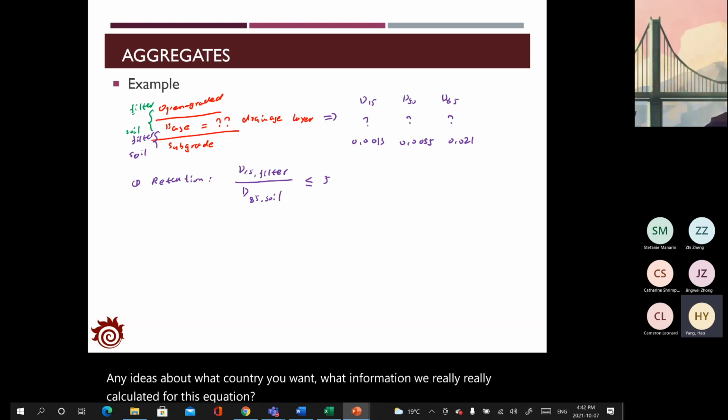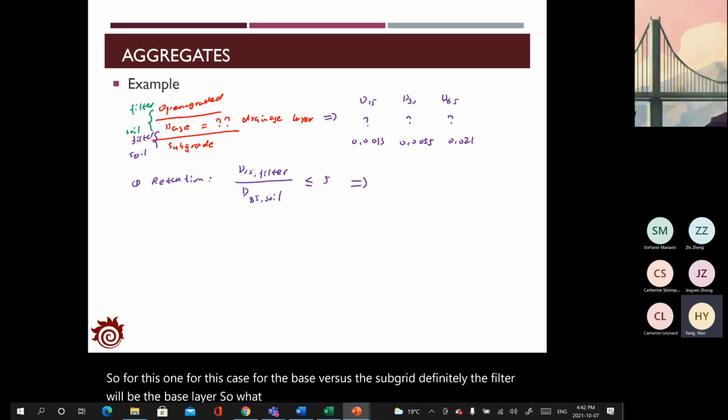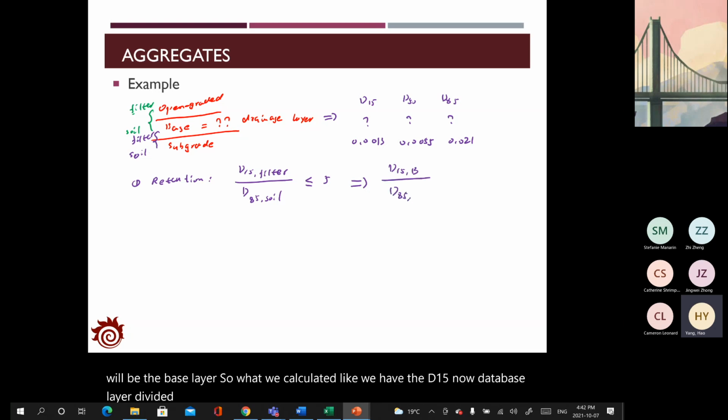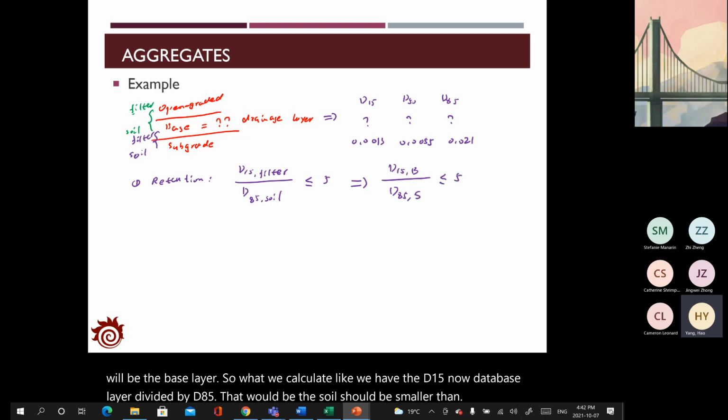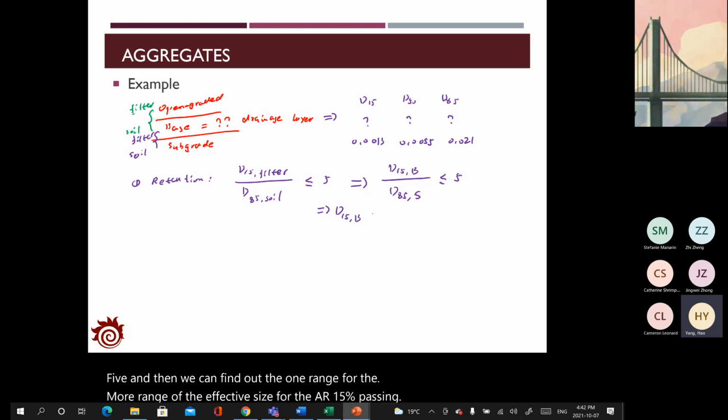So for this case, for the base versus the subgrade, definitely the filter will be the base layer. So what do we calculate? We have the D15, that will be the base layer, divided by D85, that will be the soil, should be smaller than 5. And then we can find out the range for the effective size for the 15% passing.